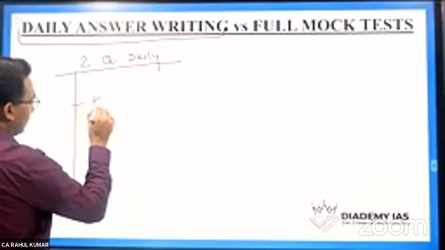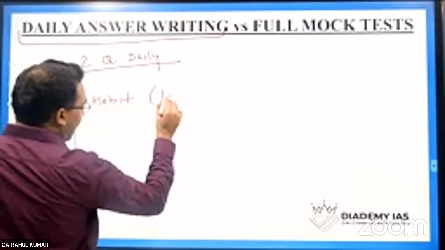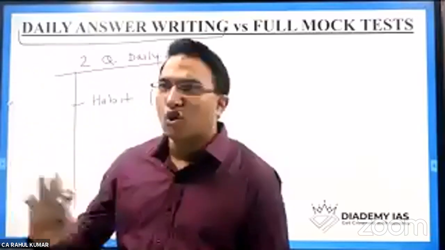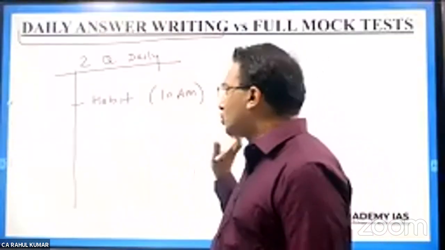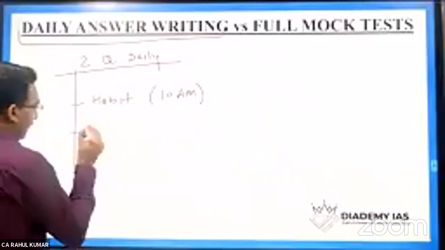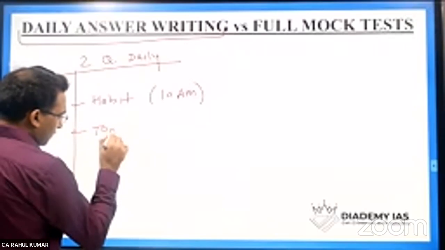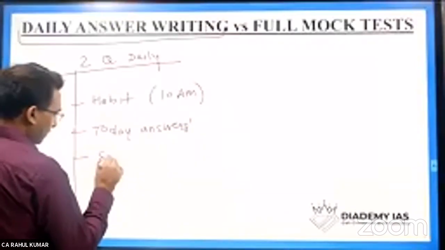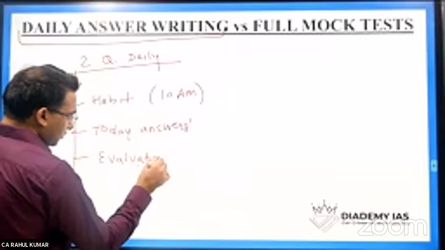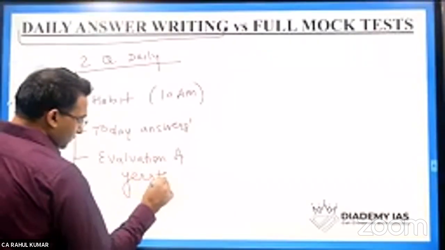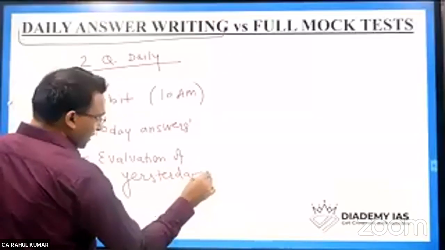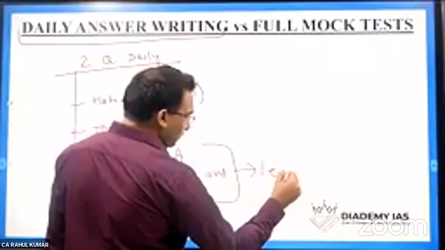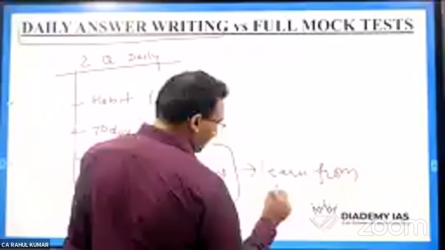First of all, a habit builds up. For example, you fix a time, that at 10 a.m. daily I will write two answers no matter what. In whatever corner of the world I am, I will write the answers of the two questions. Habit builds up. Secondly, when you write today's answer, there is an evaluation of the previous answer, yesterday's answer. So basically, you can learn from the mistakes of the previous day.